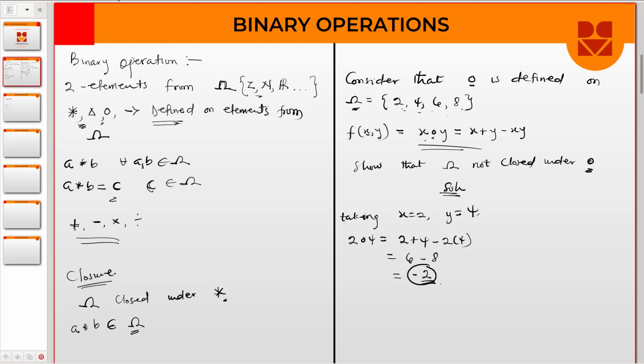Now, negative 2 is our answer here, but negative 2 is not in omega, right? Because when you look at the set omega, realize that omega is 2, 4, 6, 8, and negative 2 is not found in omega. Since our answer is not found in omega, 2 operation 4 is not found in omega, we say that the operation is not closed.